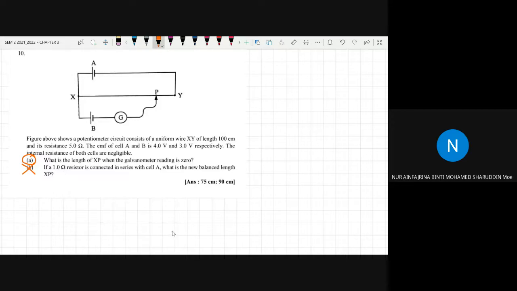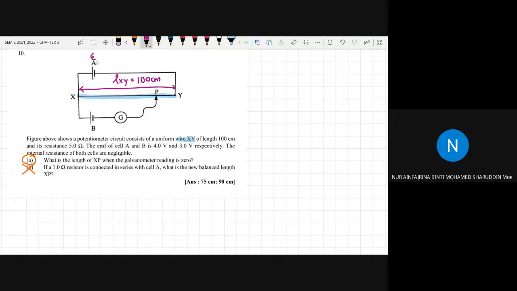Okay, so for this question kan, figure above shows a potentiometer circuit consists of a uniform wire XY. So the wire is here. So this is the wire. Like I told you, dalam wire tu, okay, kita akan tahu length wire tu first. Okay, so length of XY adalah 100 cm.